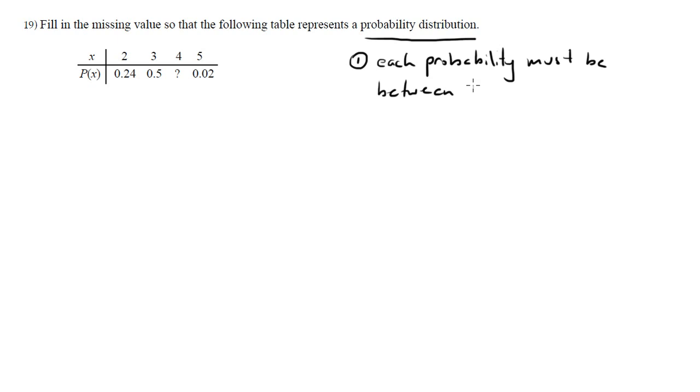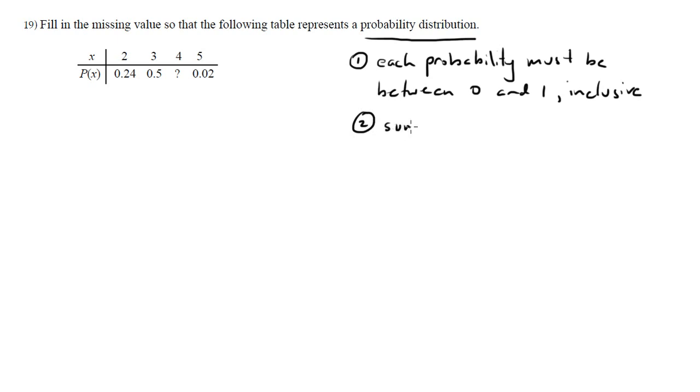So for a probability distribution, to be a probability distribution, these two things must be true. Each probability must be between 0 and 1 inclusive, including 0, including 1. In other words, you cannot have a negative probability. You cannot have a probability greater than 1. That's impossible, right? That's the first rule.